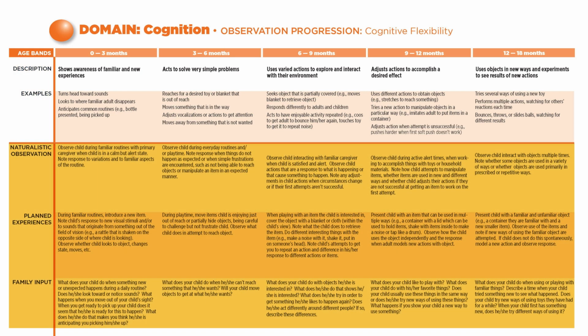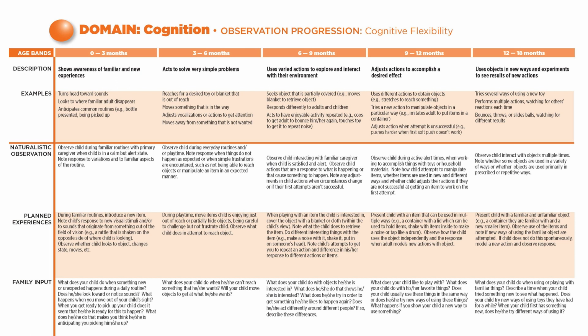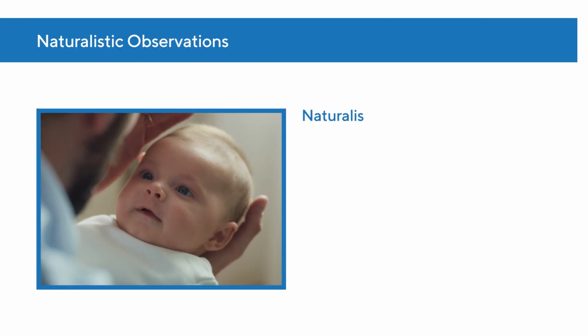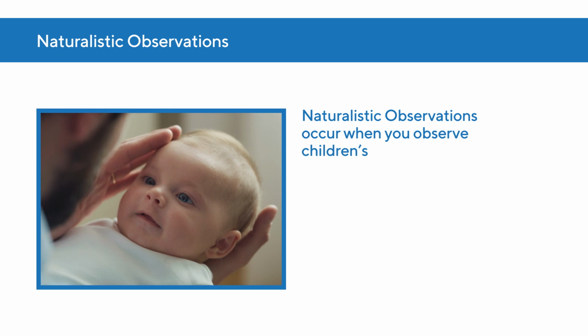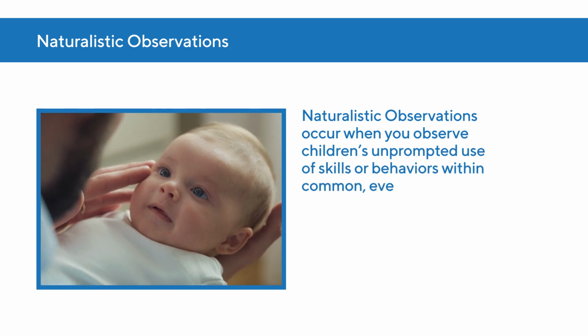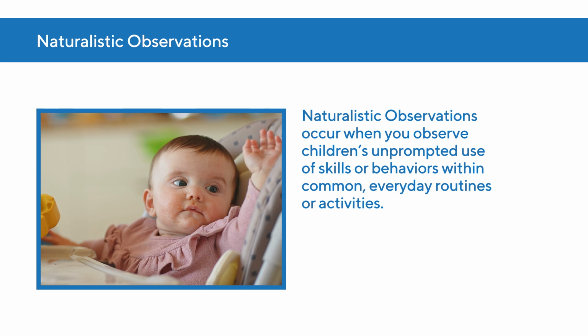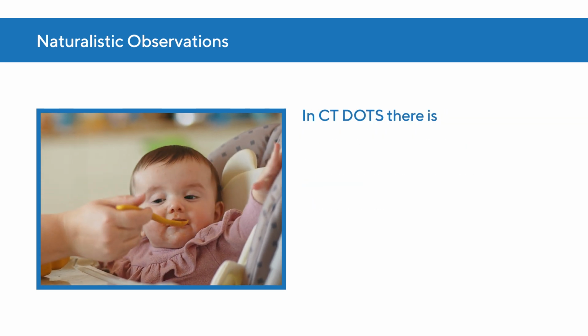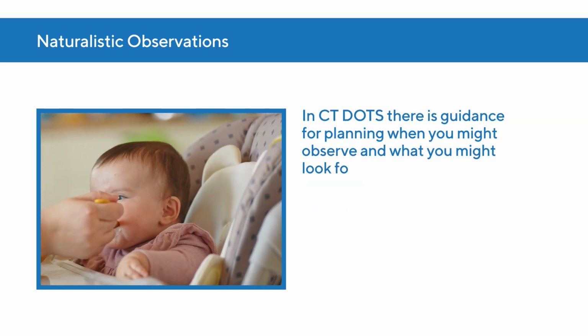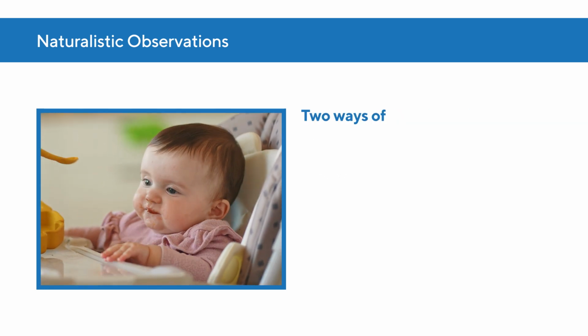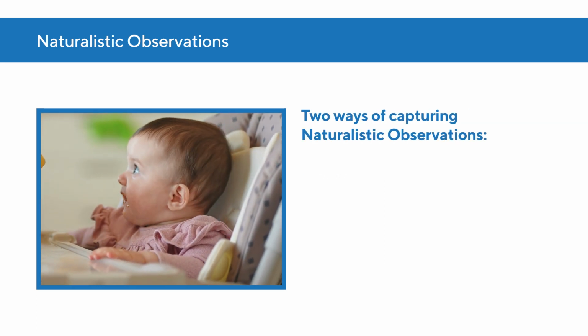The 3 bottom rows include guidance or suggestions for how you might observe and document the skills from the description and examples. CT DOTS focuses on 3 ways to collect data: naturalistic observation, planned experiences, and family input. Naturalistic observations occur when you observe children's unprompted use of skills or behaviors within common everyday routines or activities. In CT DOTS, there is guidance for planning when you might observe and what you might look for. There are 2 ways of capturing naturalistic observations.